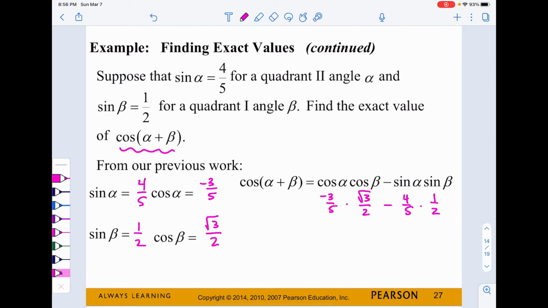So doing a little bit of fraction work, not really so basic fractions, but we have some fractions. If I look at my denominators, I have 5 and 2. So in both cases, we're going to have a denominator of 10.